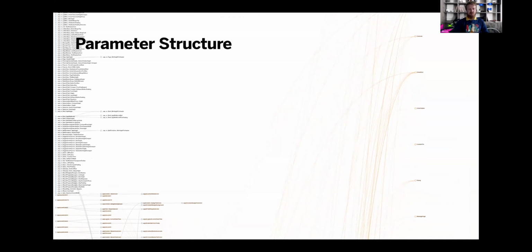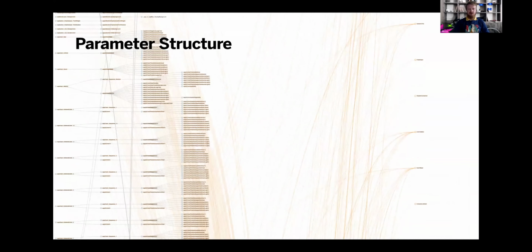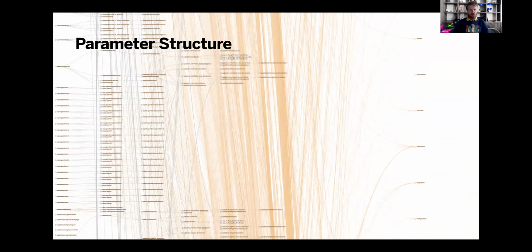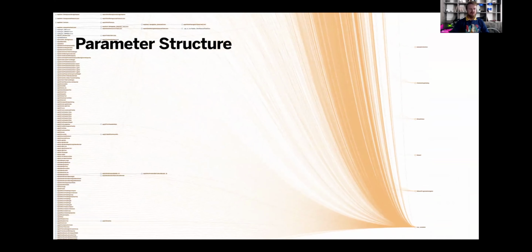This diagram shows the complexity behind our parameter structure. There are multiple levels of inheritance and color calculations. This allows customers to theme the whole application or certain parts of it without breaking the Fiori standards.